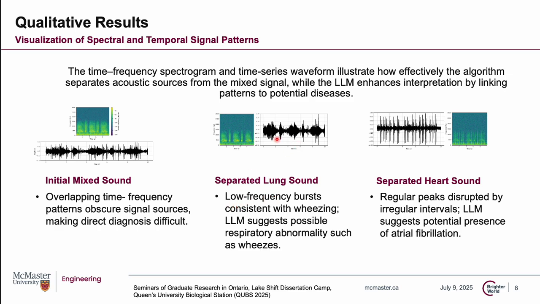In the lung sound we can see, for example, in here some low frequency bursts, which typically match wheezing. So the LLM is suggesting a possible respiratory abnormality in here, such as wheezes. And for the heart sound, we have some regular peaks that are disrupted by some irregular intervals. And the LLM is suggesting the potential presence of atrial fibrillation in here.